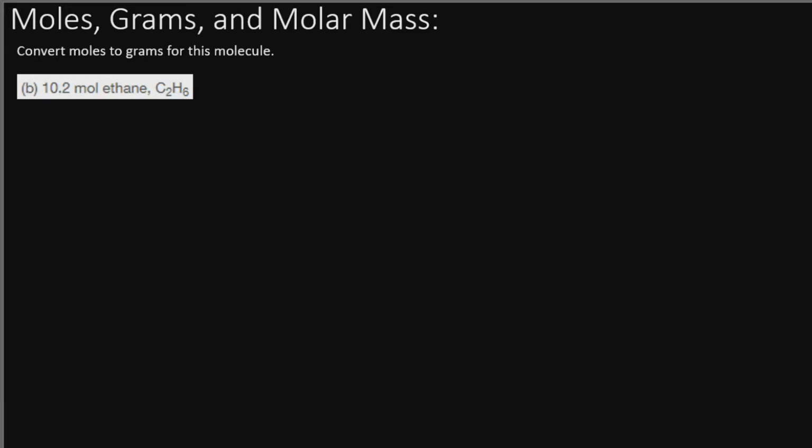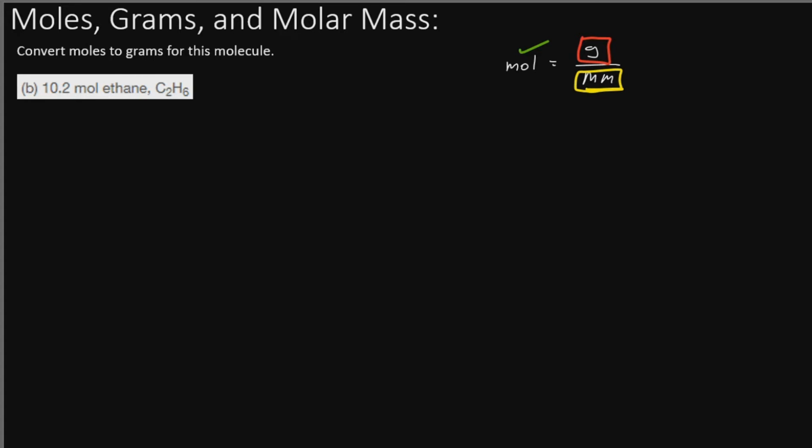Here, we'll convert moles to grams for this molecule. We have 10.2 moles of ethane, C2H6. Previously, we've used the equation that moles is equal to grams over molar mass. Now, this time we know our moles. We're trying to find grams. And to get there, we'll have to get molar mass.